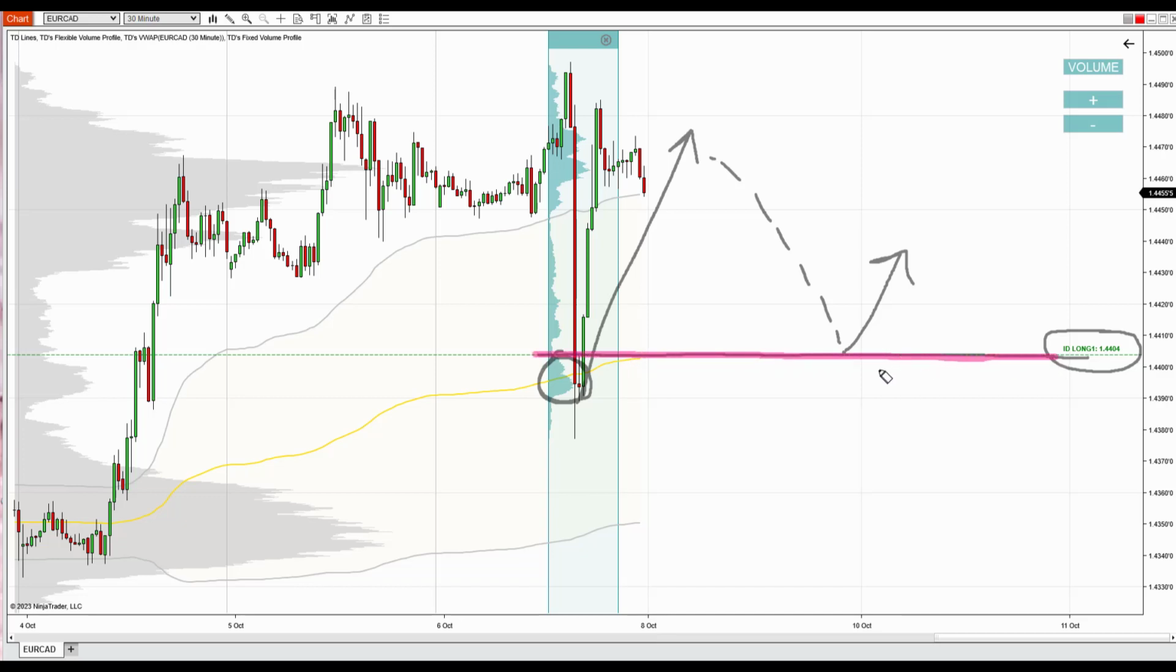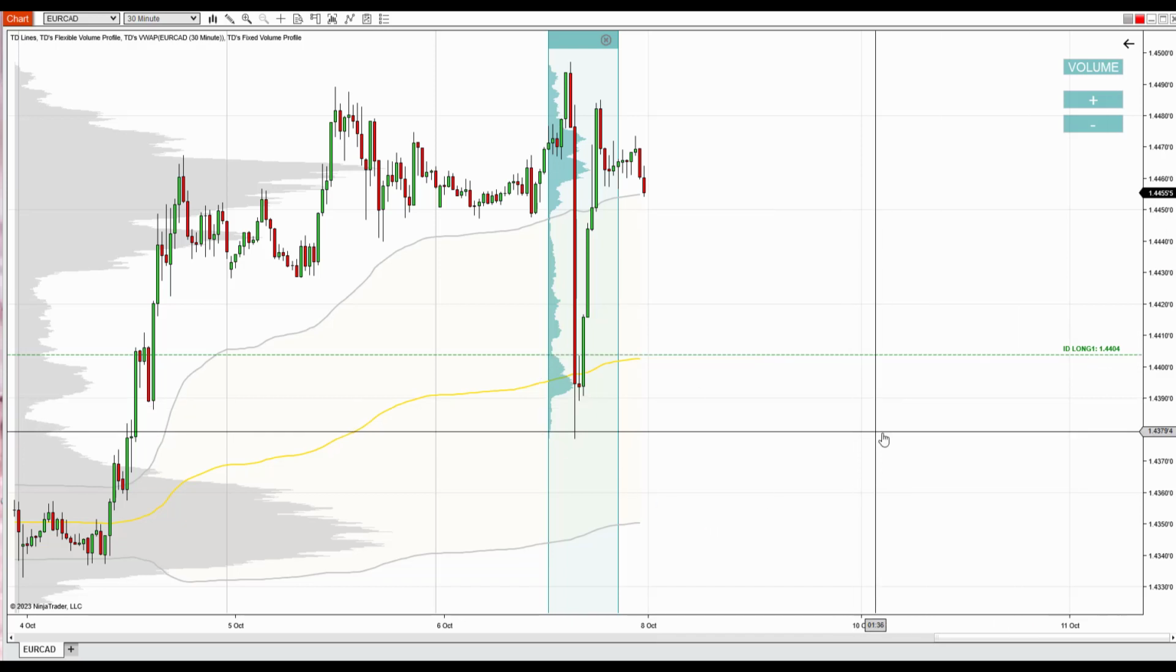Now, what I'd like to show you next is I'd like to switch back to the US dollar, Canadian dollar, but to a daily chart.